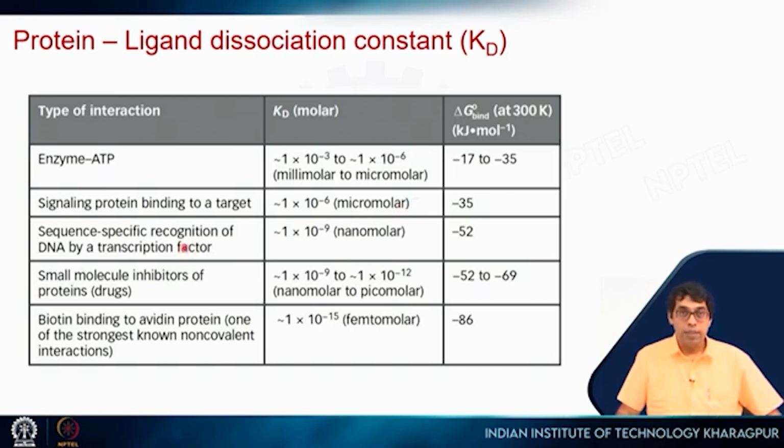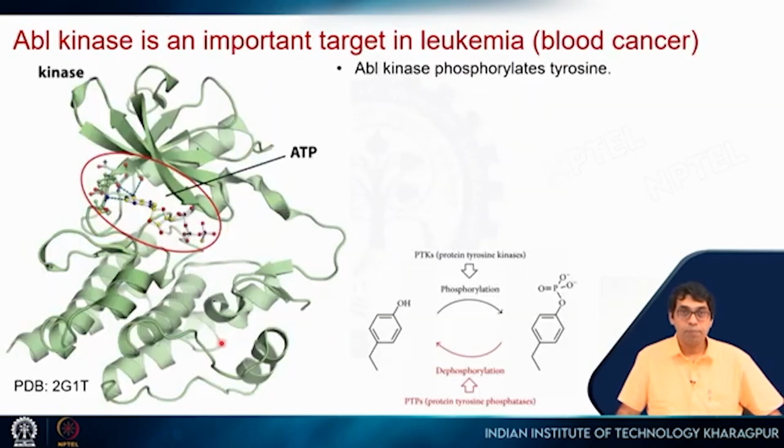Protein DNA interaction, transcription factors, I will talk about that in the next lecture. They are typically in the nanomolar range, and inhibitors that we design for molecules, so drug molecules that are used as medicines, they are typically in the nanomolar to picomolar range. One of the tightest binding interactions known in nature is the interaction of biotin, a small molecule that binds to a protein called avidin, and that is in the femtomolar range. So, 10 to the minus 15. This is one of the strongest known non-covalent interactions to date.